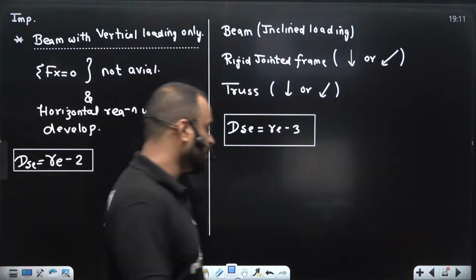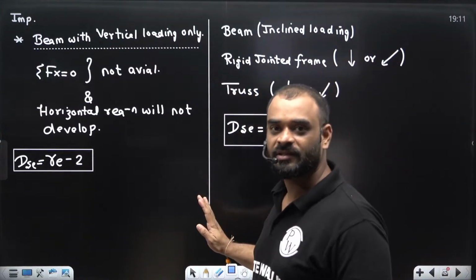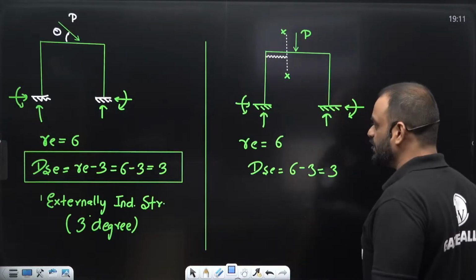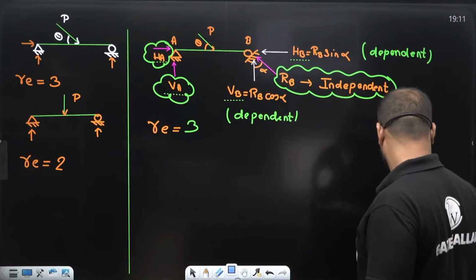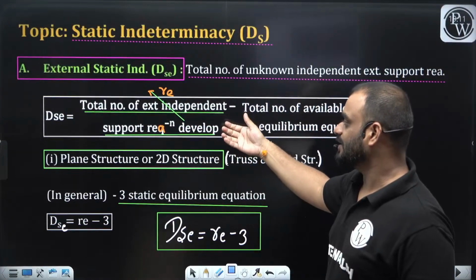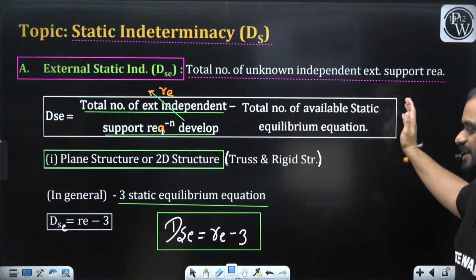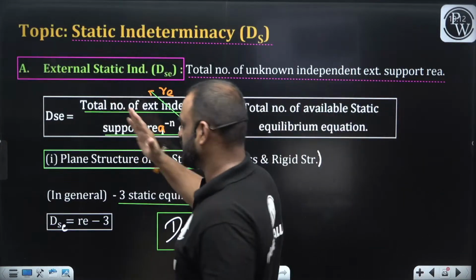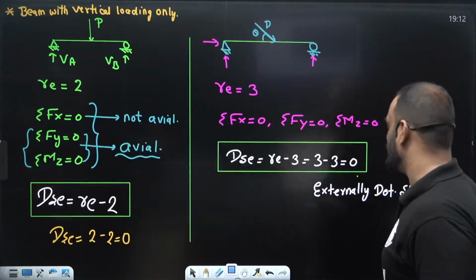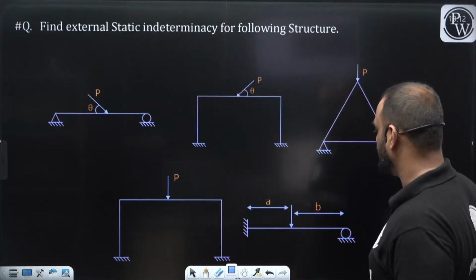Clear? Crystal clear? Now, if you are able to understand these 2 points clearly, guys, that means you are able to understand this definition completely. Right? DSC is what? Total number of external independent support reactions developed minus total number of available static equilibrium equations. If you subtract it, you will get DSC. Okay. So let us solve some questions first. Okay. Tell me the answer of each and every question over here.